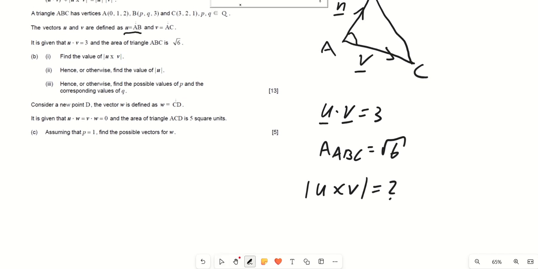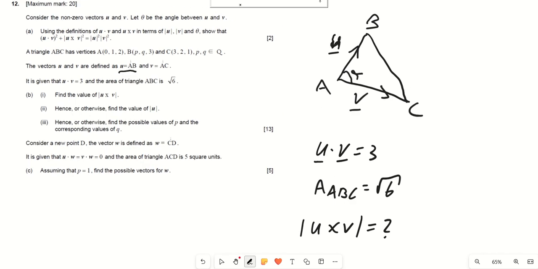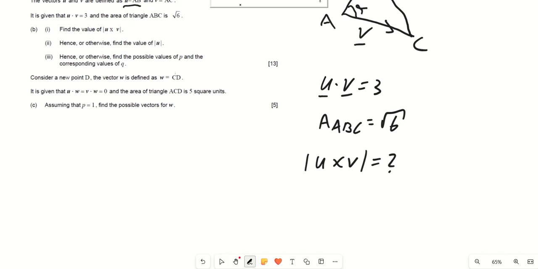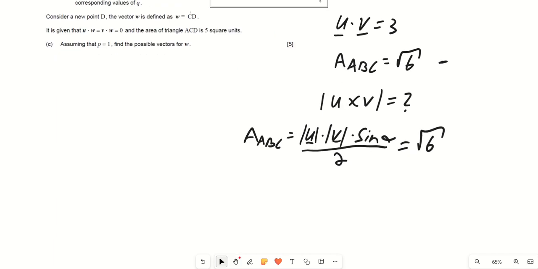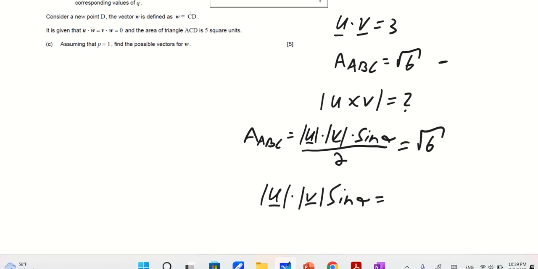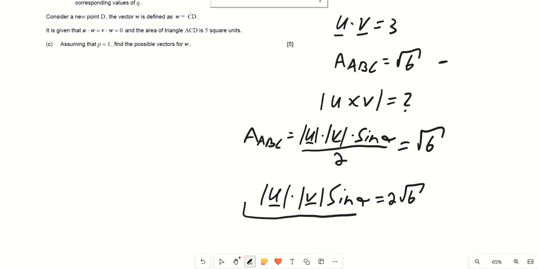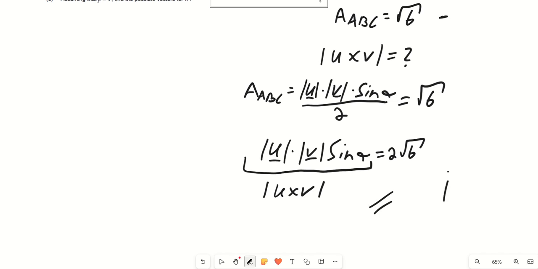Okay, so I will put here the angle alpha between the vectors U and V, and the area of ABC can be written down as U magnitude times V magnitude times the sine of the angle between them over 2. This is just the trigonometrical formula for the area of a triangle, and this equals the square root of 6 from here. So I can also write that U magnitude times V magnitude times the sine of alpha is 2 times square root of 6, and this is exactly the definition for U cross V. So this is part 1.